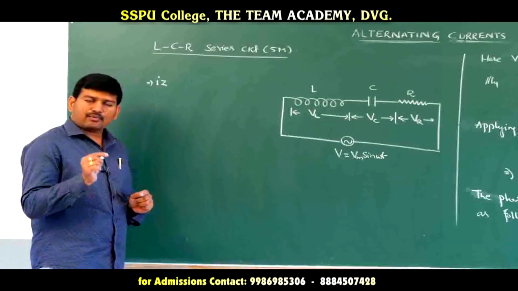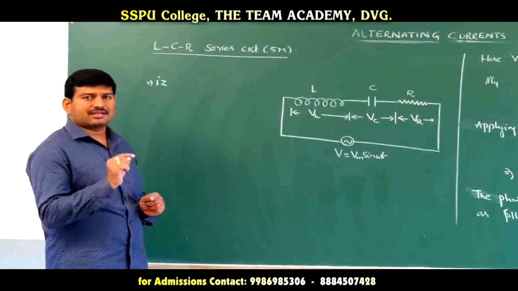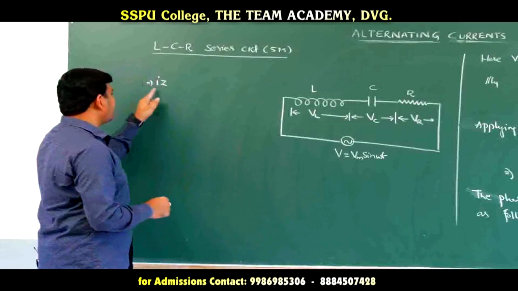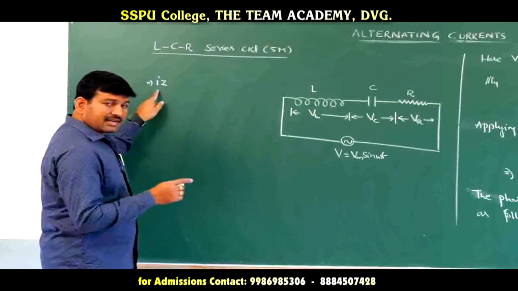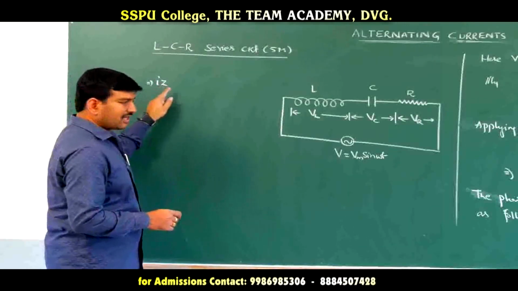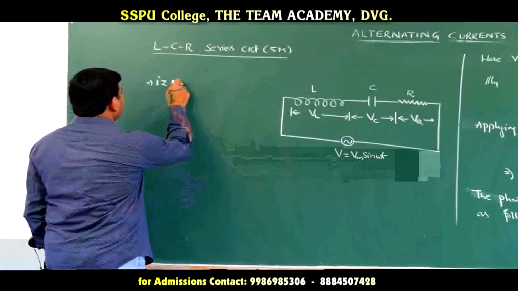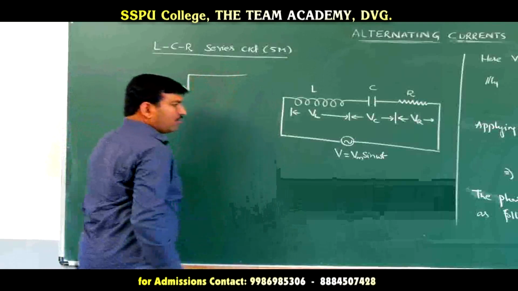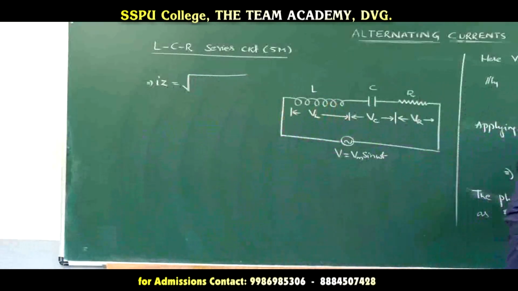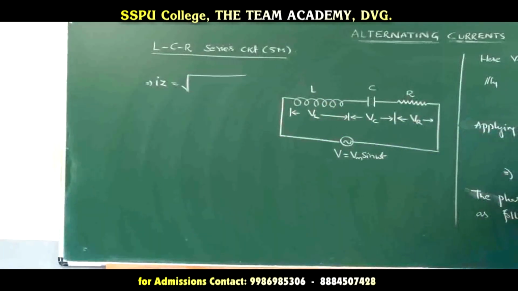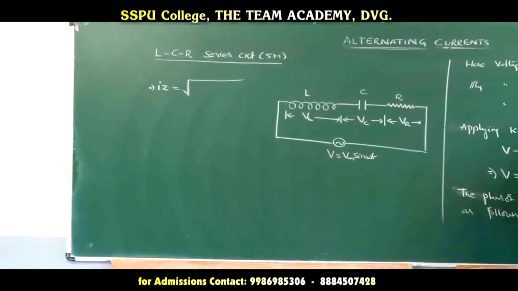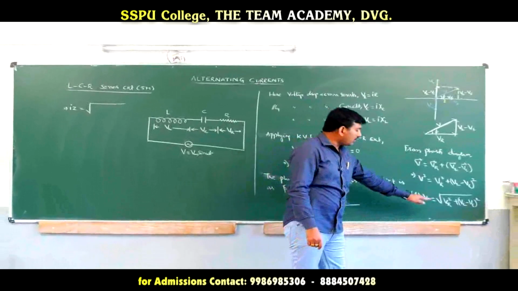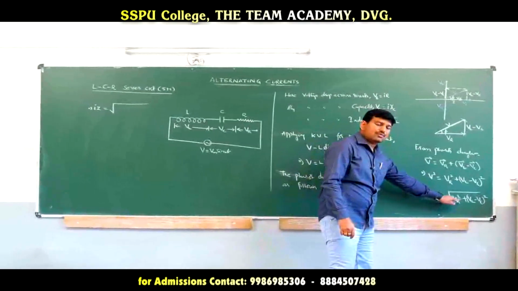The total opposition to the flow of AC current in an AC circuit is said to be the impedance. Therefore, the applied or resultant voltage V is equal to I into Z, that is equal to the square root of VR square. VR is nothing but the voltage drop across the resistor. Voltage drop across the resistor is I into R.